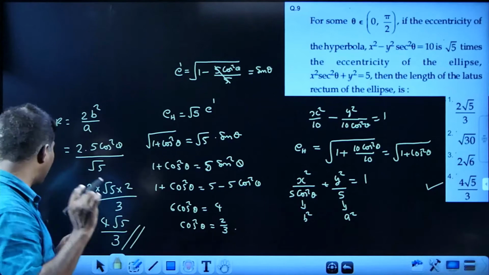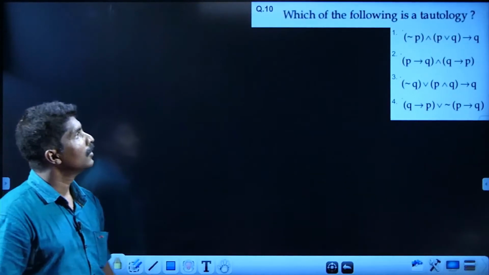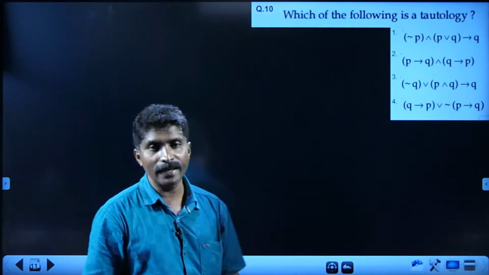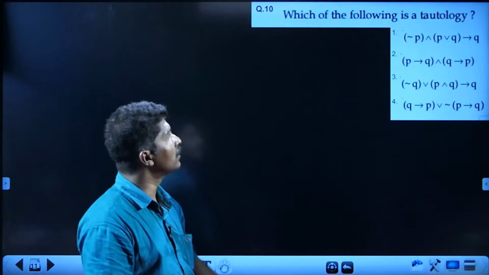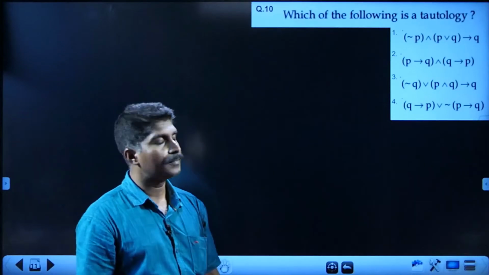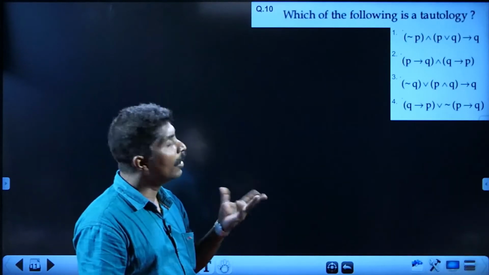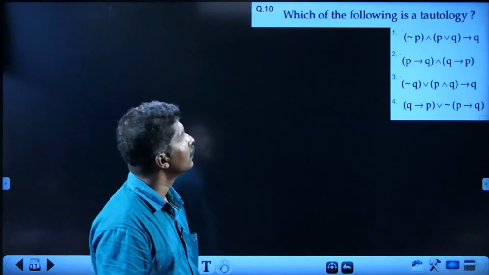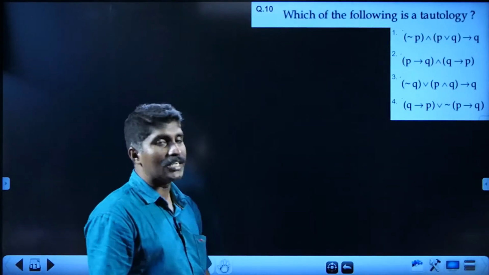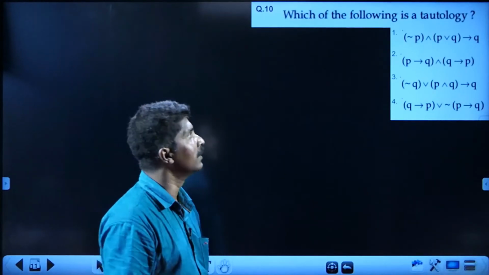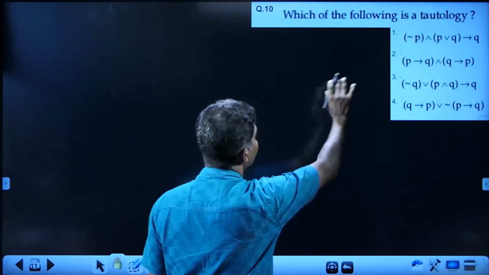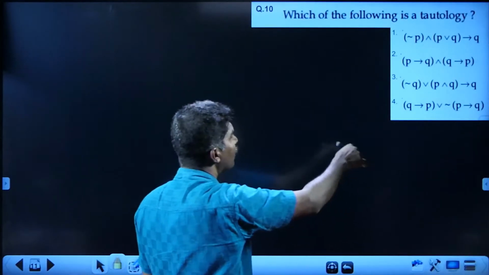Now we shall go to the next question. Which of the following is a tautology? It is again a simple problem. Always a simple problem is asked from this logic reasoning chapter. Tautology means the statement which is always true, that statement which is equivalent to T. Okay, we will check the answers one by one.